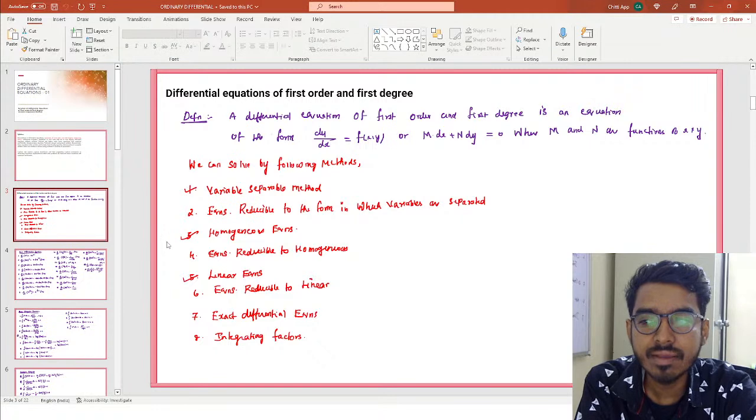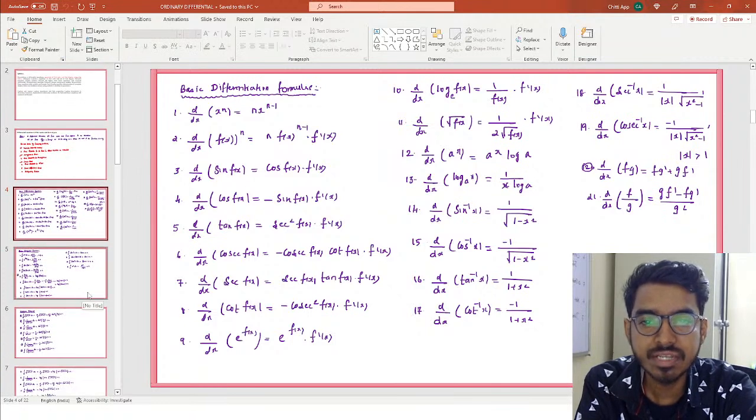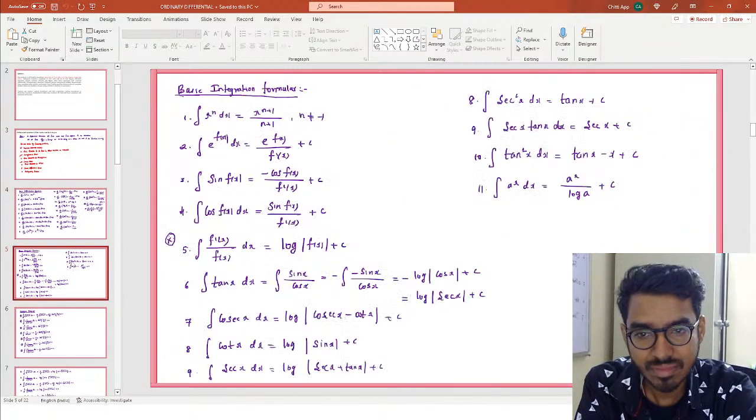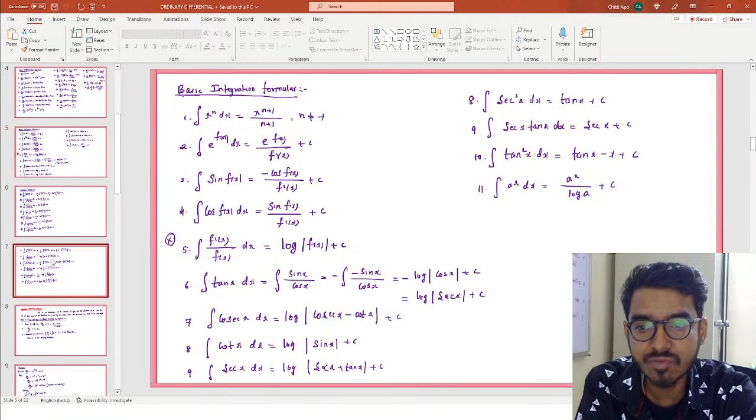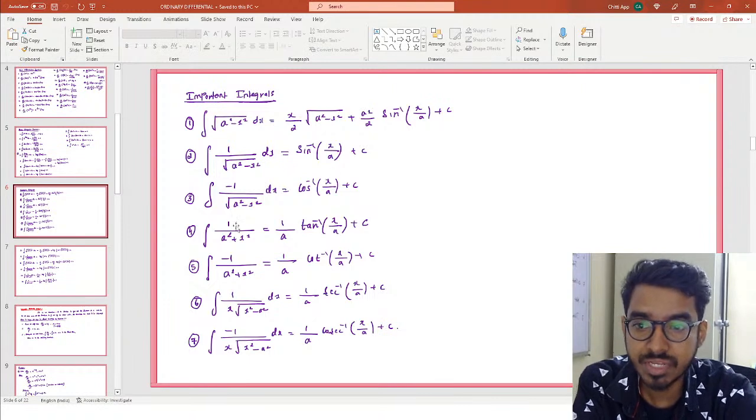Before that, I gave you all the differentiation and integration formulas, recalling the basic differentiation and integration formulas. These integrals are very, very important. You just have to memorize them quickly in order to solve differential equation problems very quickly.